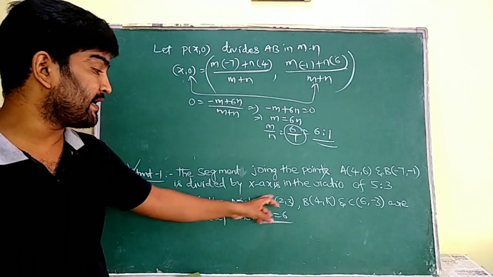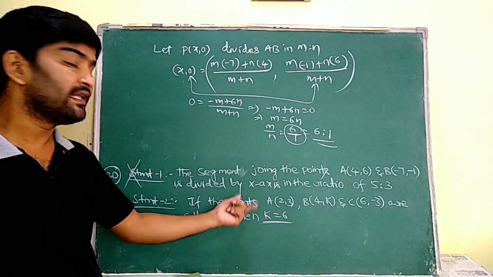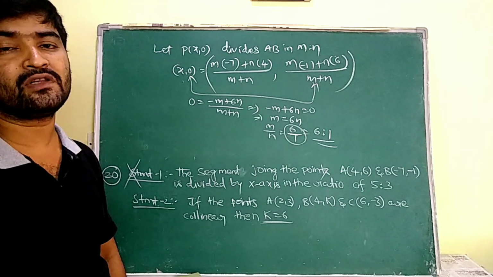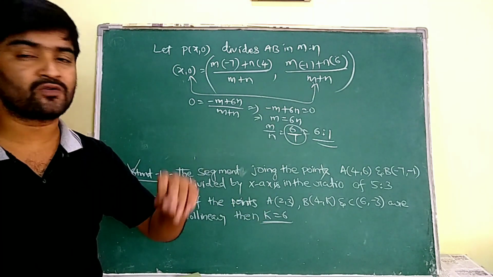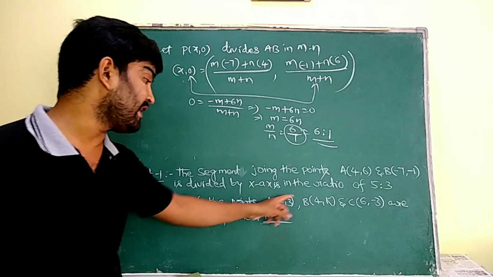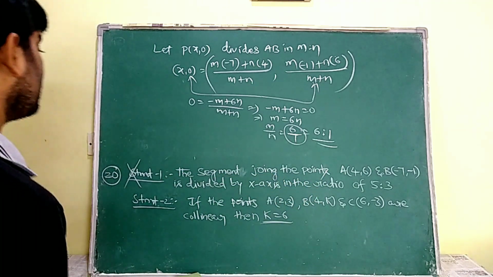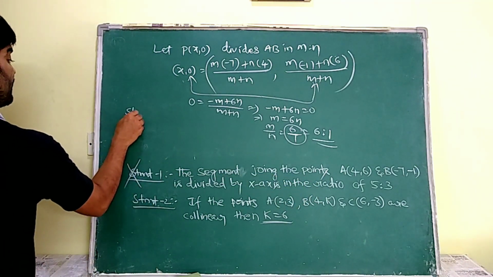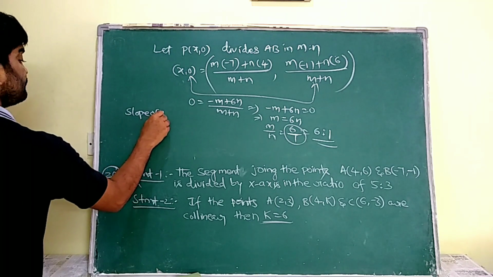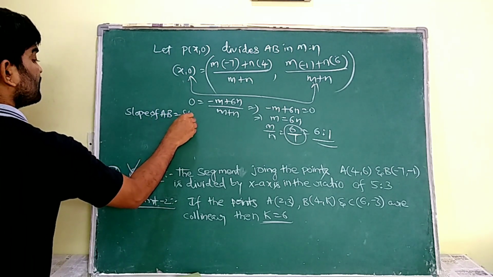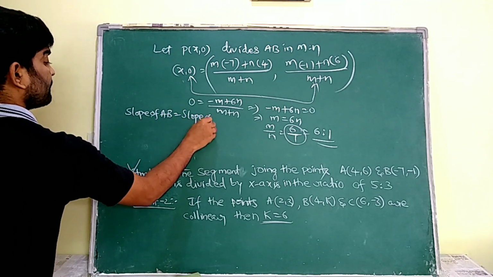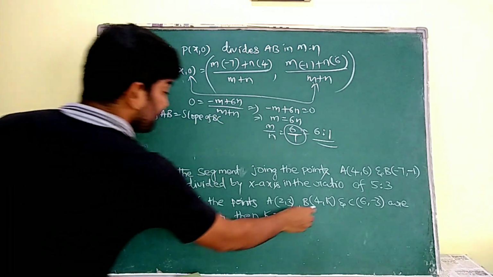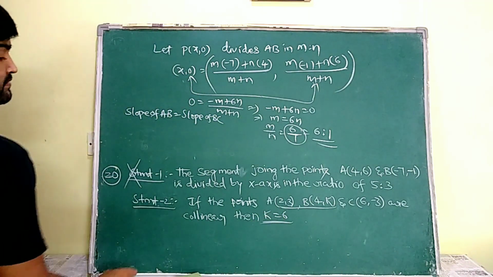Now, coming to statement 2. The points A, B, C are collinear, then K is equal to 6, he is saying. We know that if the given 3 points are collinear, then the slope of AB is equal to the slope of BC. So tell me the slope of AB. AB means y2 minus y1.